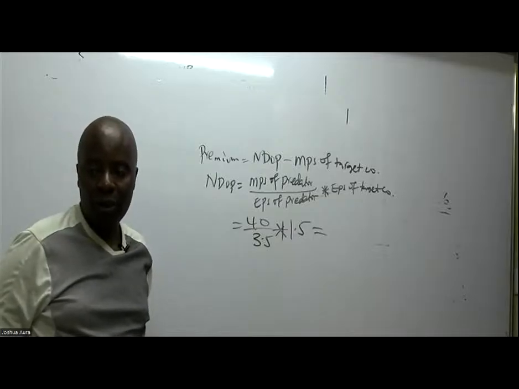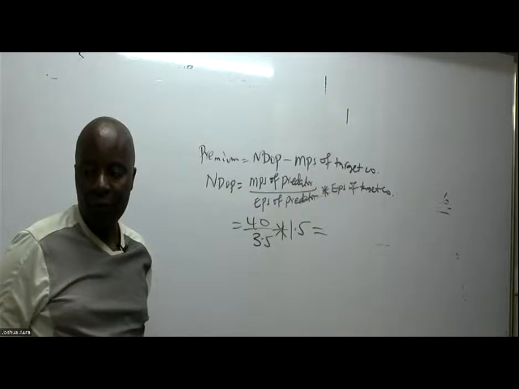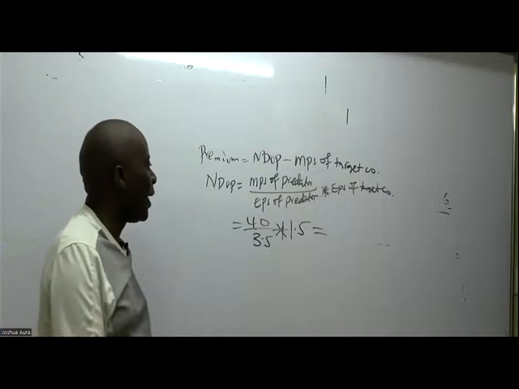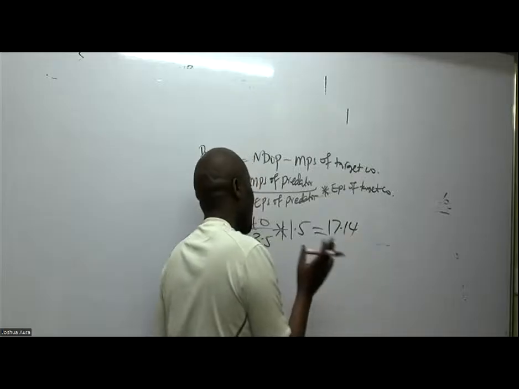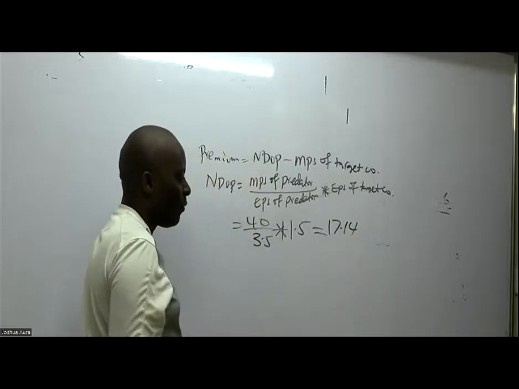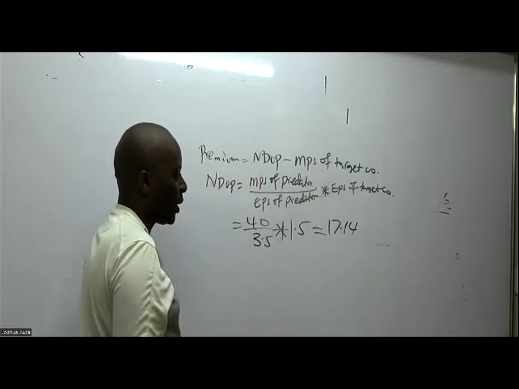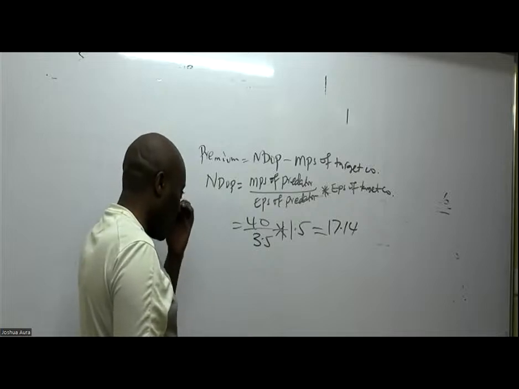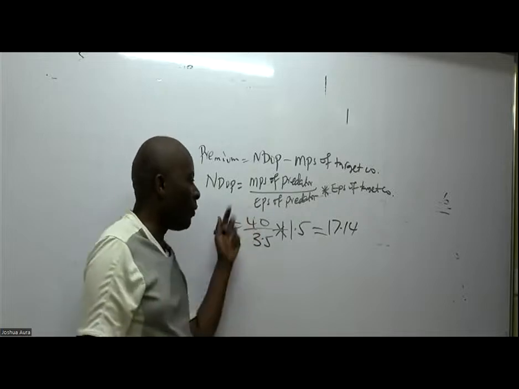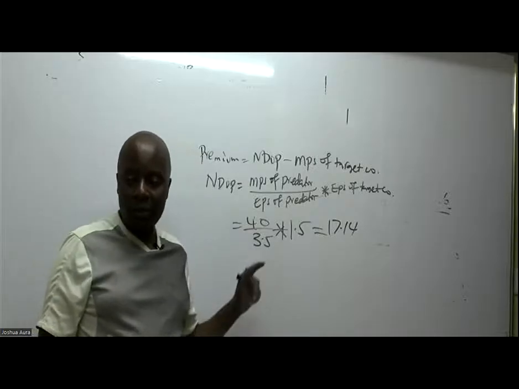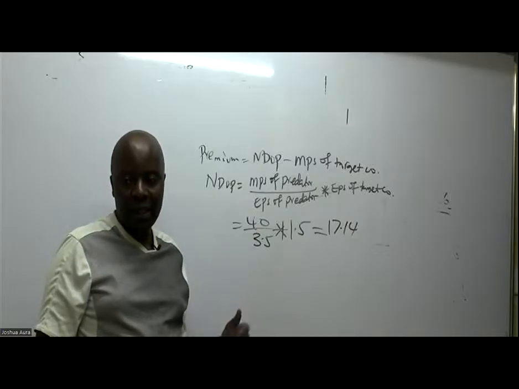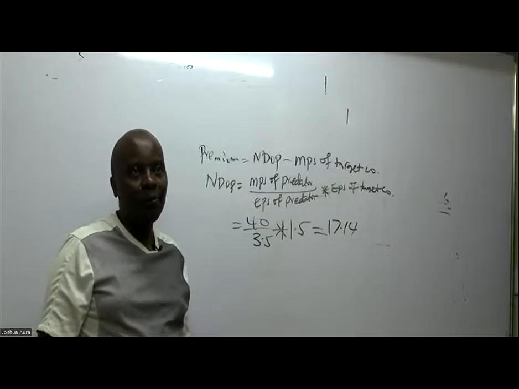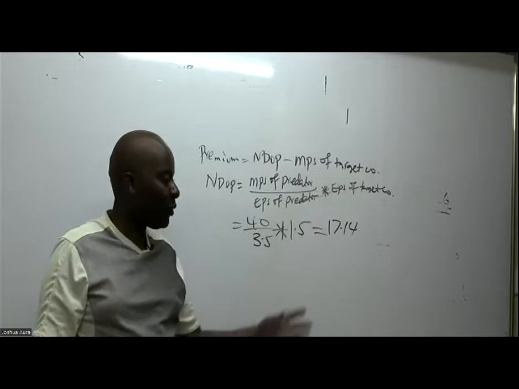40 over 3.5 times 1.5, they are getting 17.14. Non-diluting offer price. Non-diluting offer price is 17.14. Is there somebody who can give me this figure in form of a fraction? Of course, for DOP, I can leave it like that. Is there somebody who can give me this figure from your calculator?